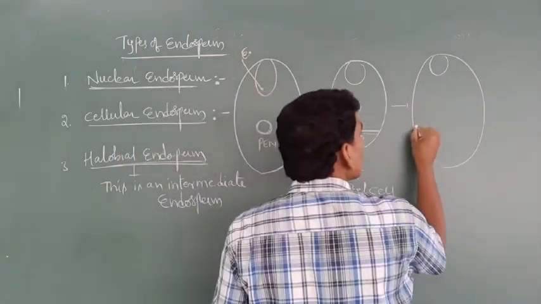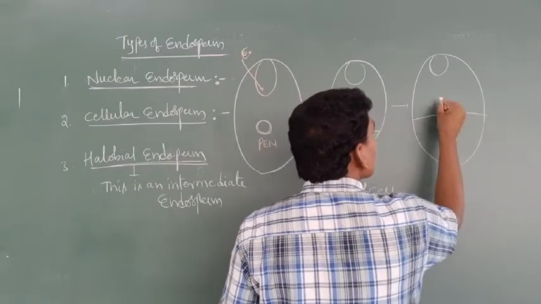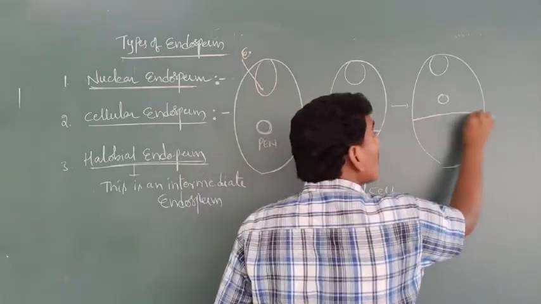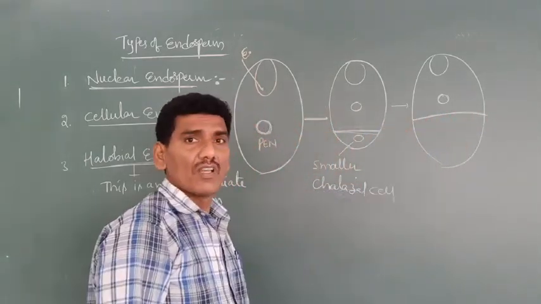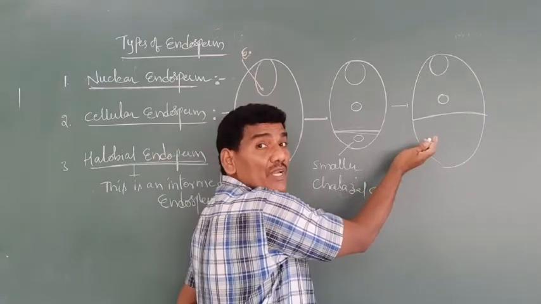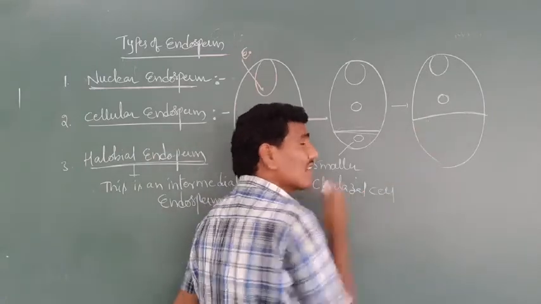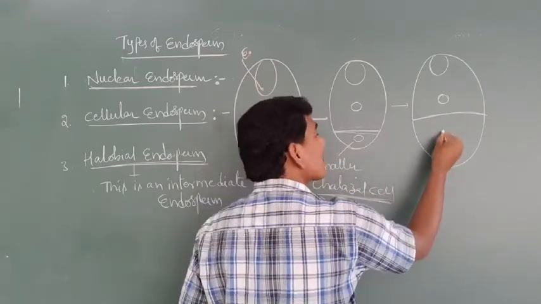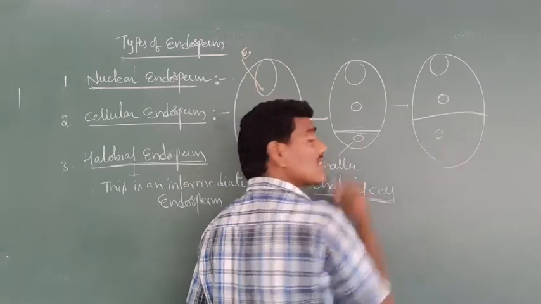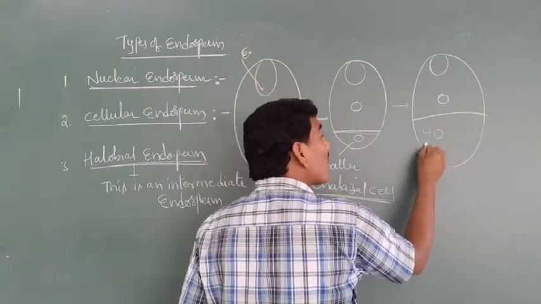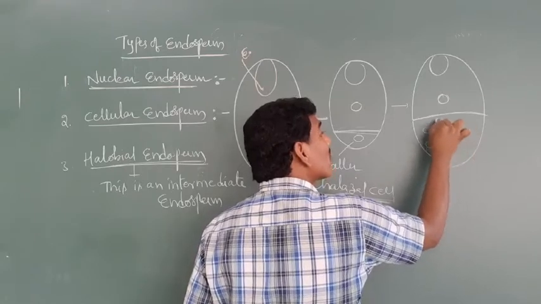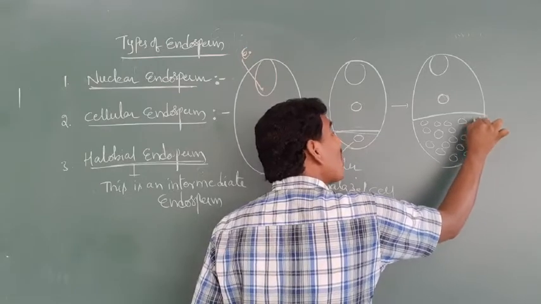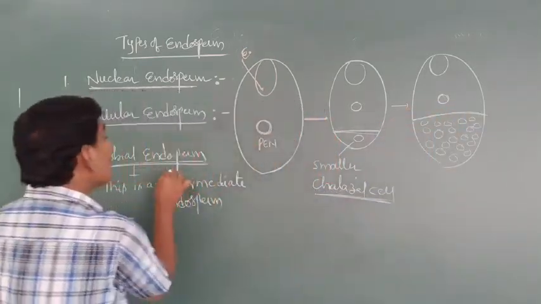This is actually cellular endosperm, because the transverse wall is common. The lower side of the embryo sac has the smaller chalazal cell. The smaller chalazal nucleus undergoes many free nuclear divisions. That's why more nuclei are formed in helobial endosperm.